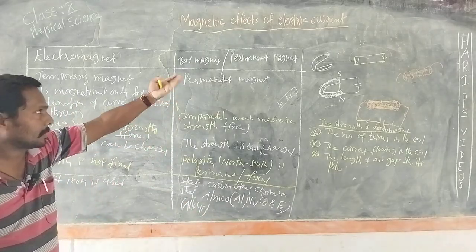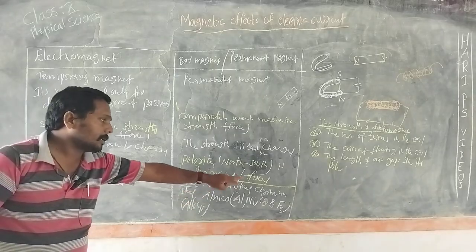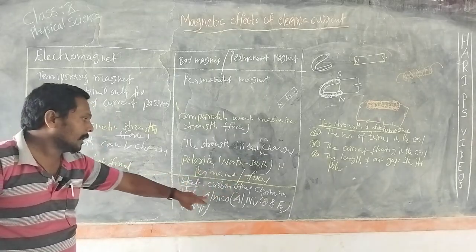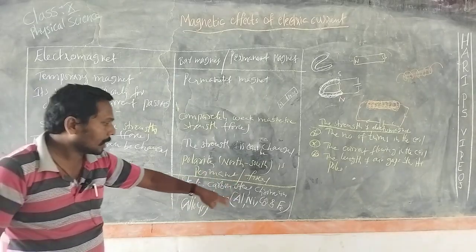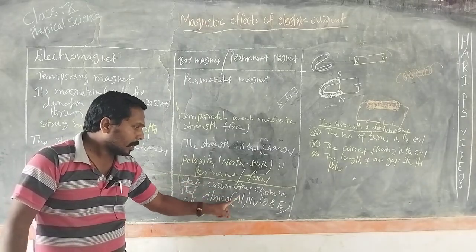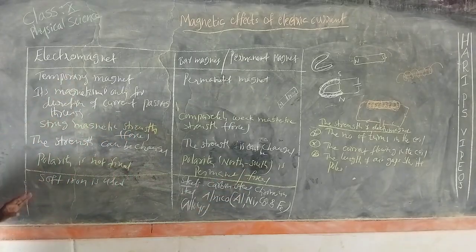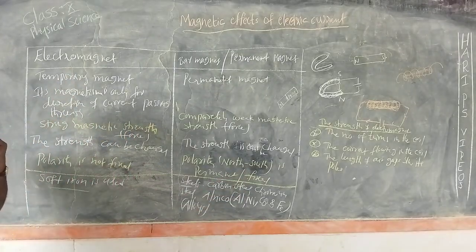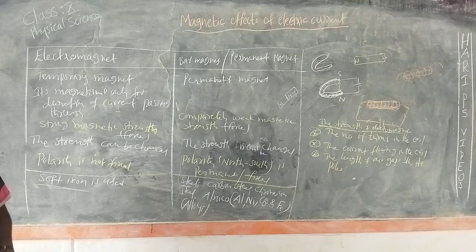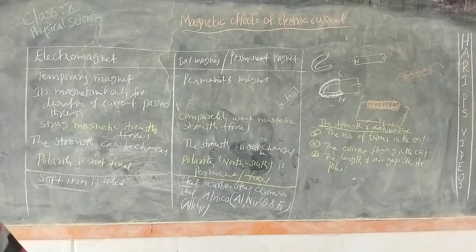So bar magnets, the permanent magnets, are made of steel alloys: carbon steel, chromium steel, alnico. Alnico is a mixture, a combination of aluminum, nickel, cobalt, and iron. But electromagnets are made of only soft iron. Permanent magnets of these alloys are much stronger than those made of ordinary steel.